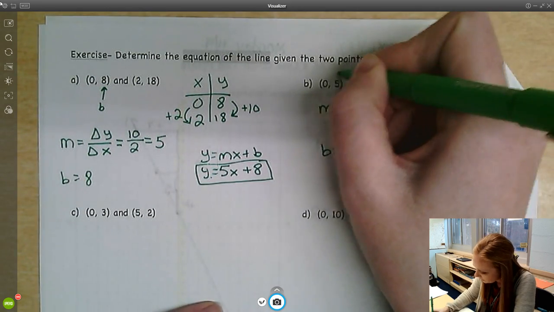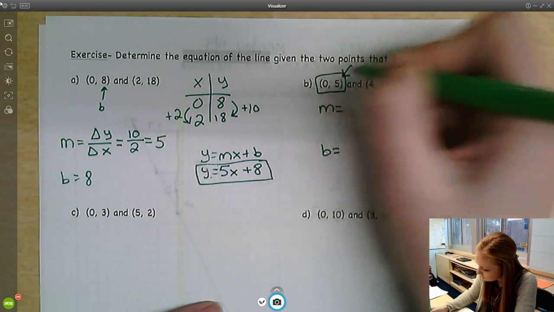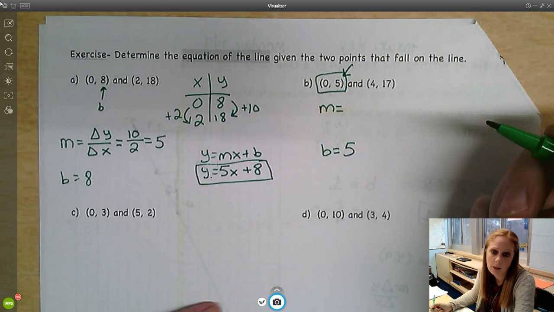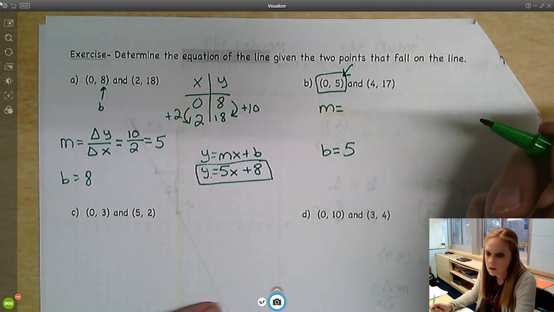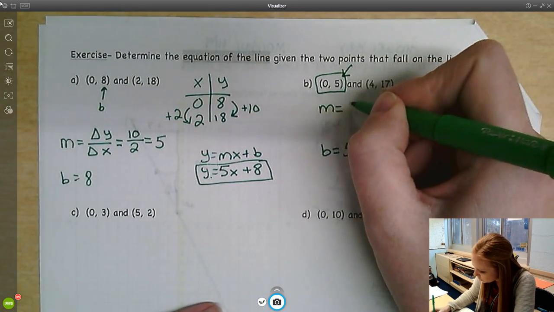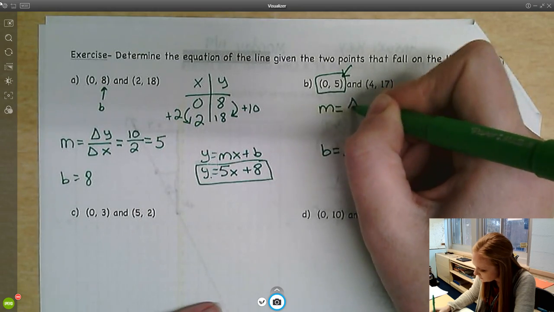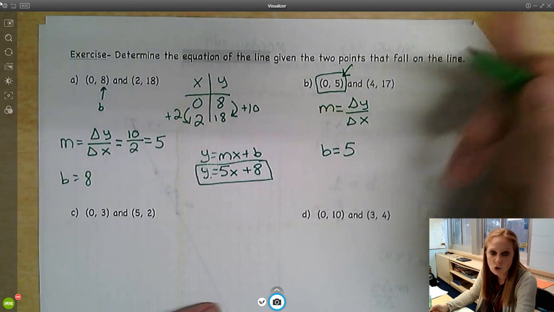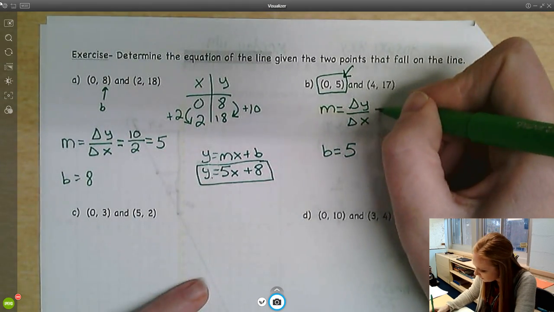Okay. B, find the slope, find the y-intercept. The y-intercept is right here. Whenever x is 0, that other number, the y-coordinate, is the y-intercept. So the b is 5. To find the slope, we need to do change in y over change in x. For this one, instead of making a table, I'll show you the formula in case some of you prefer that.